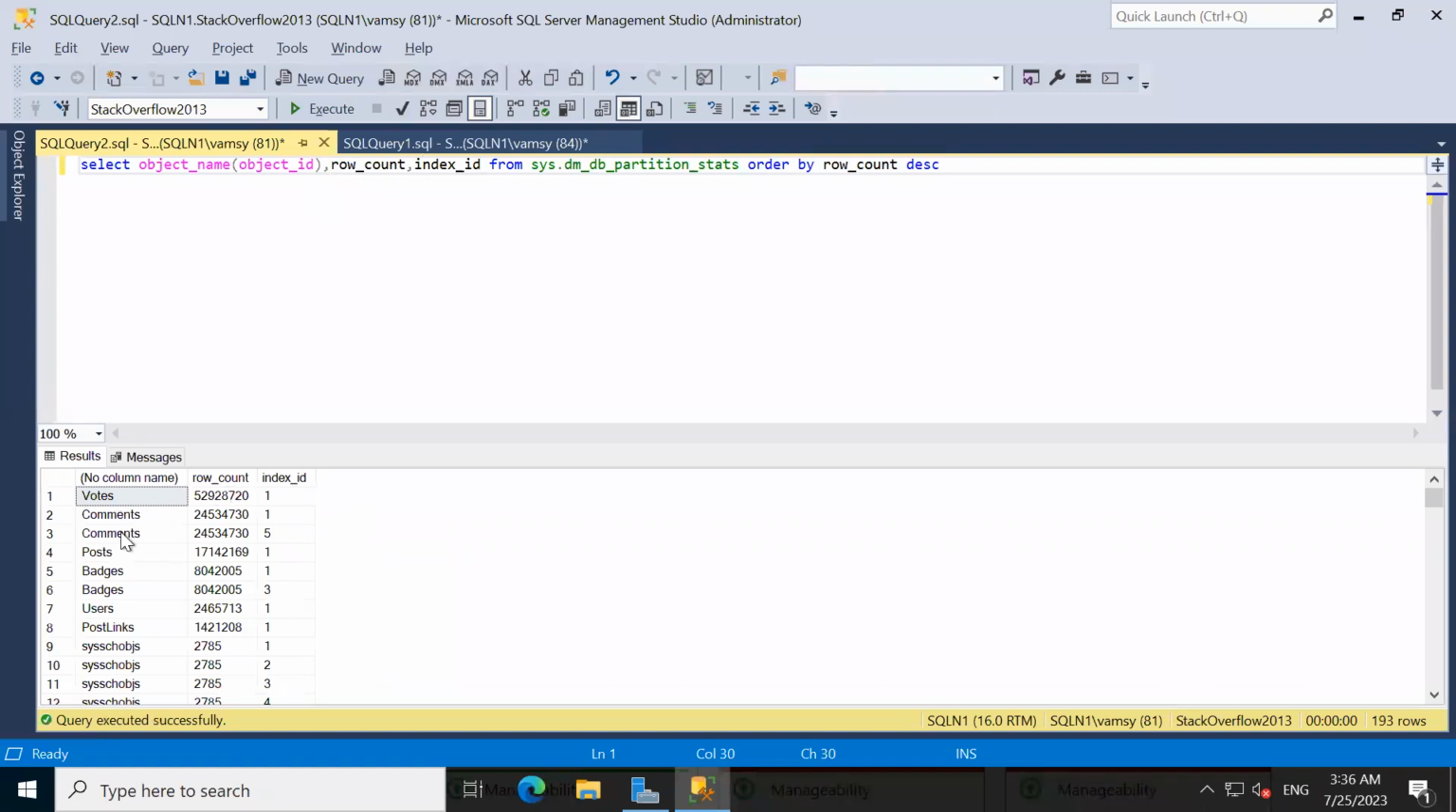Okay, so these are our tables. I have six tables, I believe, 6 or 5. These are the number of rows. If you see here for the badges table, I have index ID 1 and index ID 3. Remember guys, index ID 1 is nothing but the clustered index. Clustered index is nothing but our table. Be very clear with that. The table itself is called the clustered index.